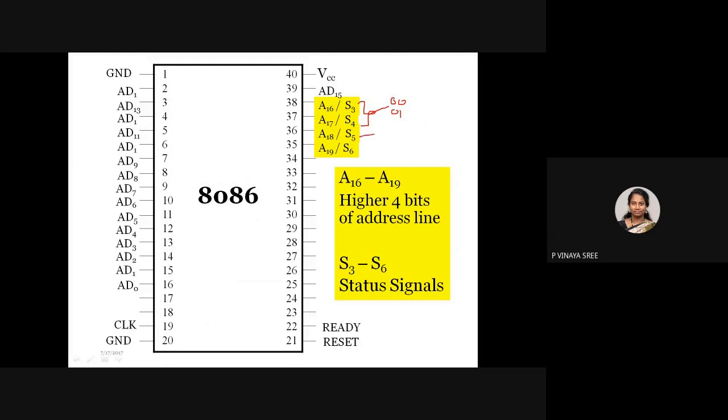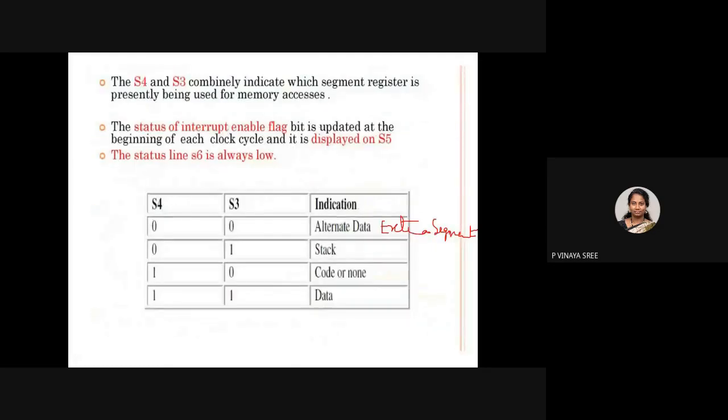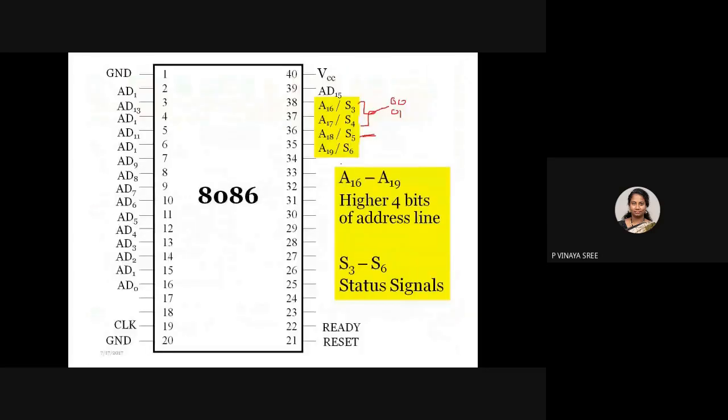Next, coming to S5, which is used for representing a flag. So what is this S5? We have flags. Flags are of two types. What are those two types? We have categorized flags into two types: control and conditional. Yes, control and conditional.